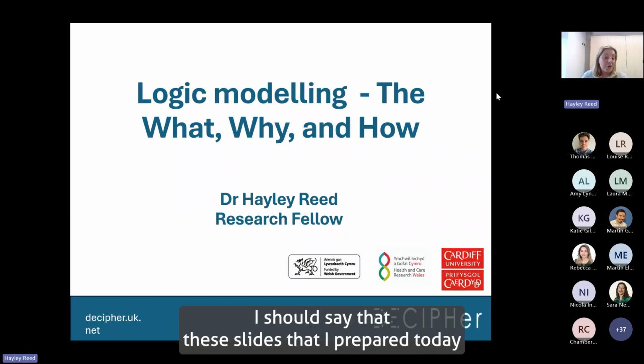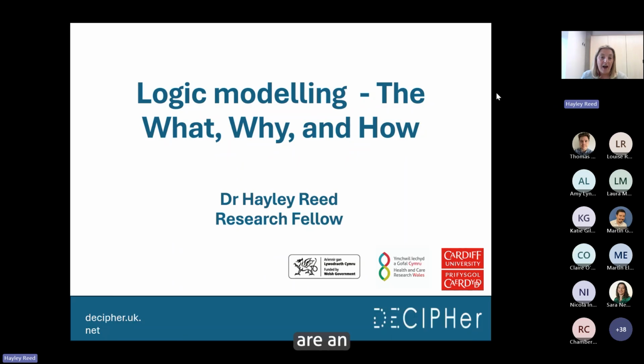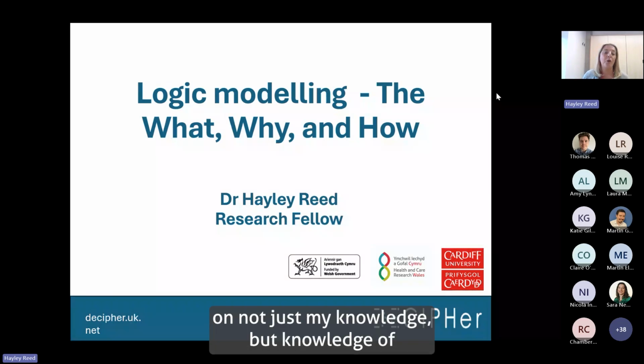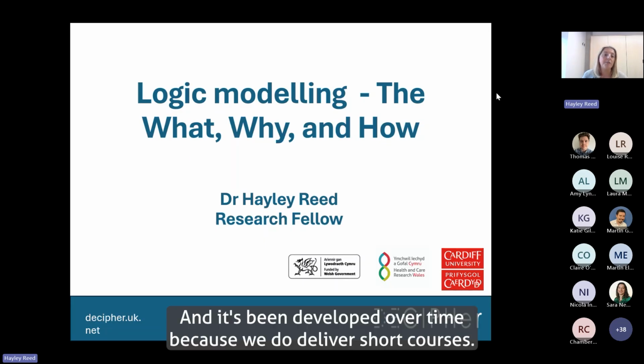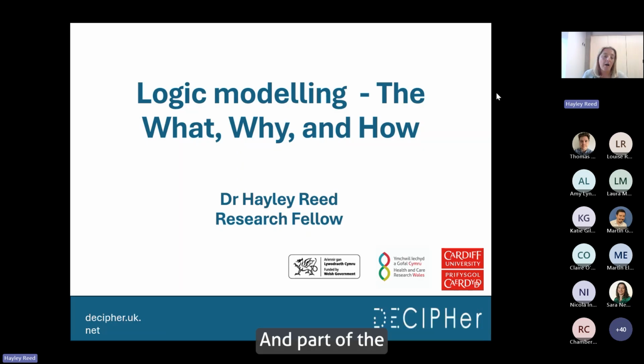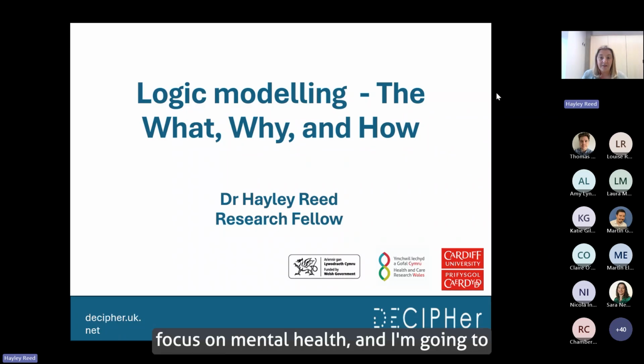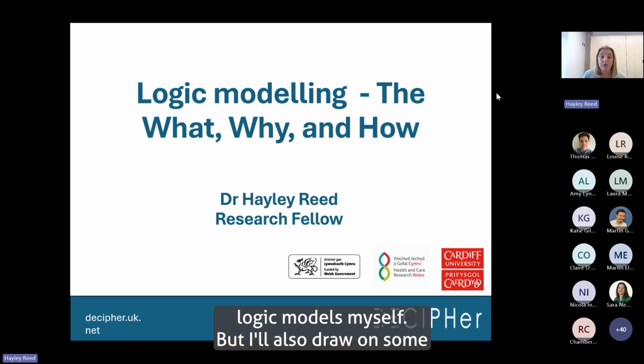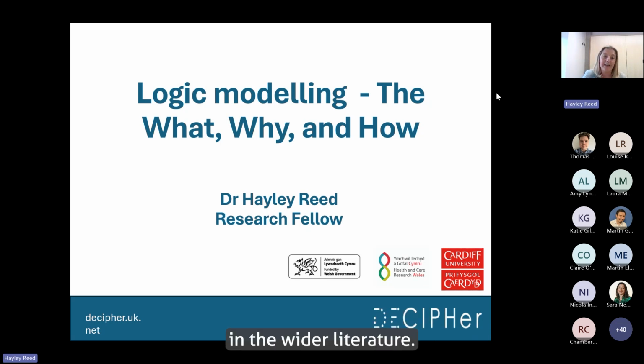I should say that these slides that I've prepared today are an adaptation of slides we utilise within Decipher. So this is drawn on not just my knowledge, but knowledge of quite a few people within the centre, and has been developed over time because we do deliver short courses, and part of the short courses is sessions on logic modelling. My research has a focus on mental health, and I'm going to try and draw on some examples of where I've used logic models myself, but I'll also draw on some more of the examples in the wider literature.